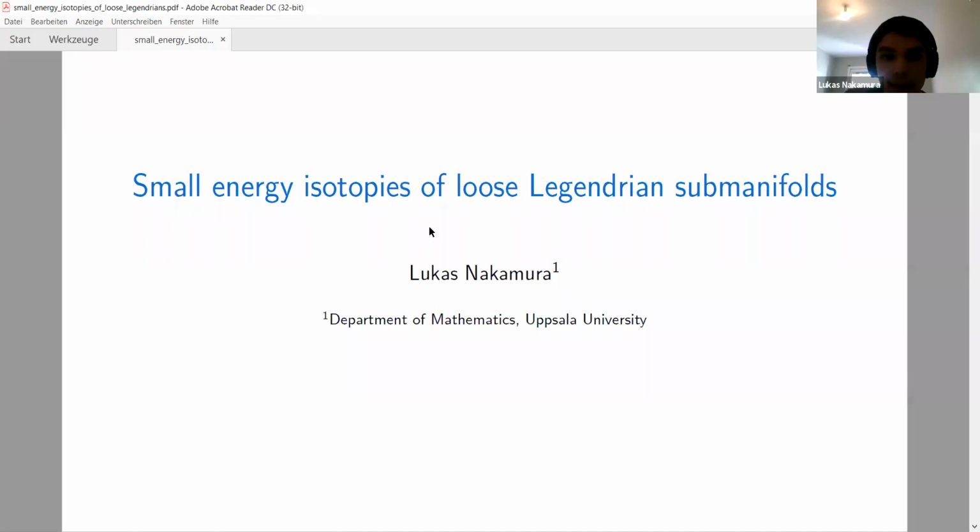The title is lying a little bit because I realized that I don't have the time to talk about general isotopies, but instead I will focus on those isotopies which displace the loose Legendrian. And what I want to explain today is how to obtain bounds on the displacement energy of loose Legendrian submanifolds.